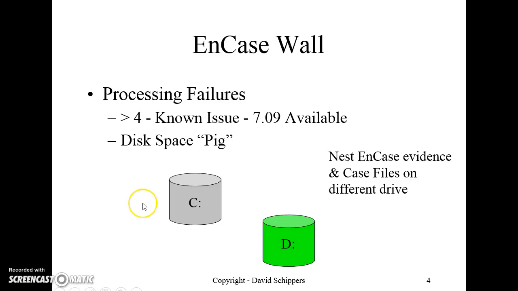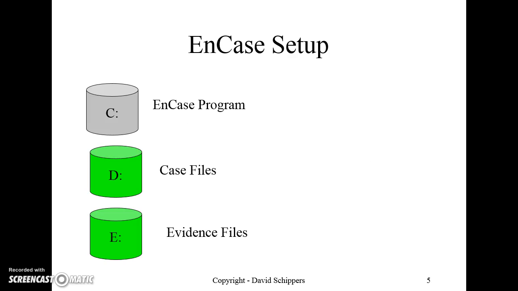Okay, so this video is to quickly walk through some of the EnCase setup and issues that you should know about as we get into the more in-depth assignments and processing jobs that you're going to need to run. So EnCase, we kind of say it's hitting the wall. There's known issues with 708 and 709. In essence, they like a lot of disk space, and realistically, it is best to nest EnCase evidence in case files on a different drive.